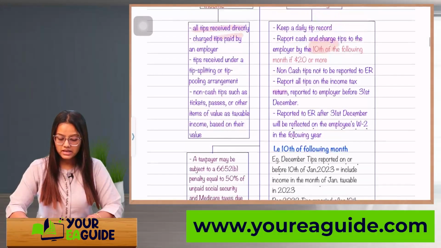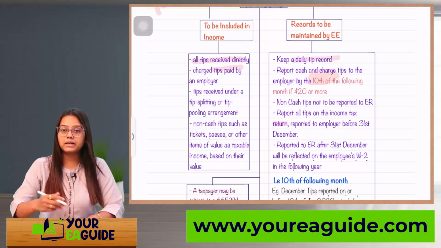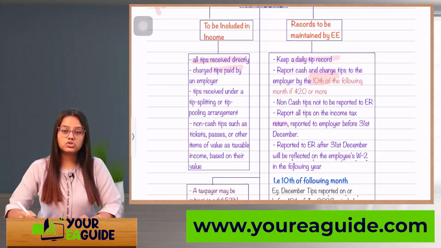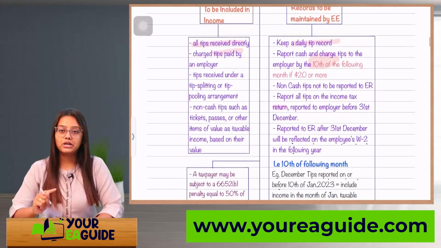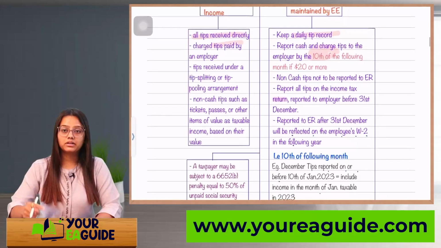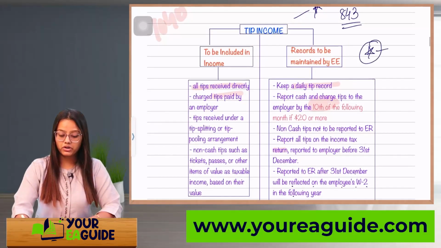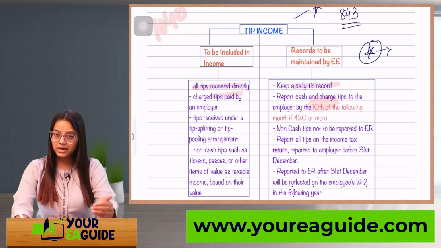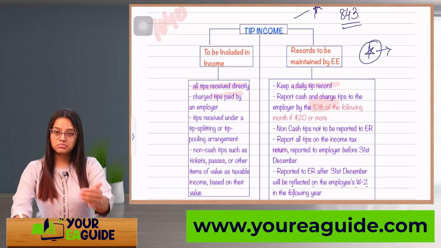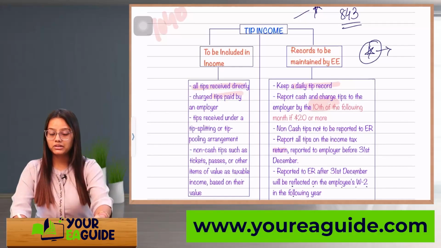And next is when you need to report it. So you have to keep a daily tip record and you will be reporting it to the employer only if it is more than $20 in a month. So in the next month, till the 10th date, you will report it. Now please remember one rule which is important. Usually people get confused. If you report it on time, that is before the 10th of the next month, your tip income will be recorded as income in that month.